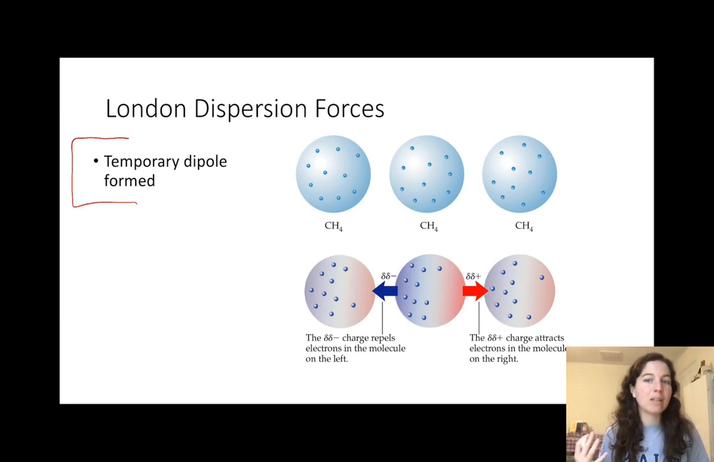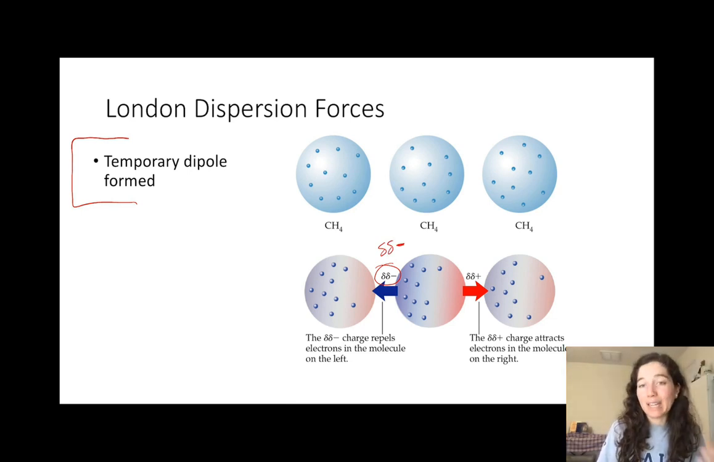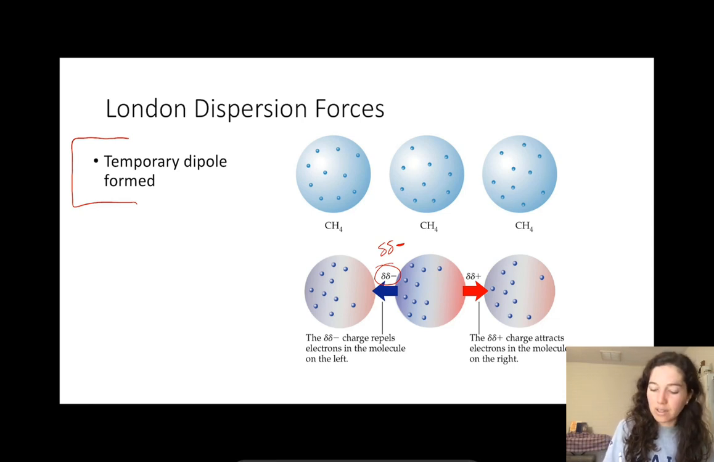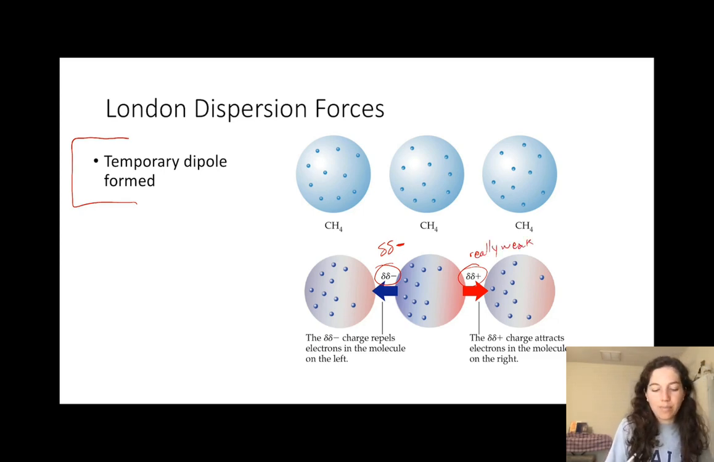Whenever it just happens, there is a point in time where all of the electrons kind of shift to one side of the molecule. And so this is represented here with this double partial negative, indicating it's a really, really weak negative charge. This is your double partial positive, so it's really weakly positive. So that's essentially what's happening here with London dispersion forces.